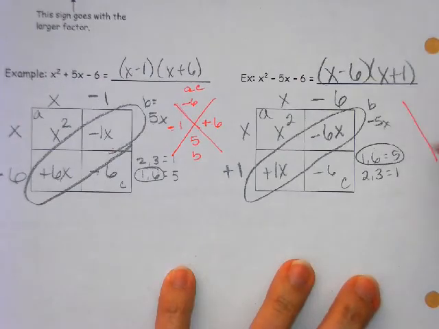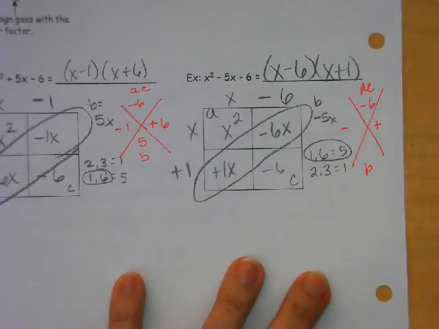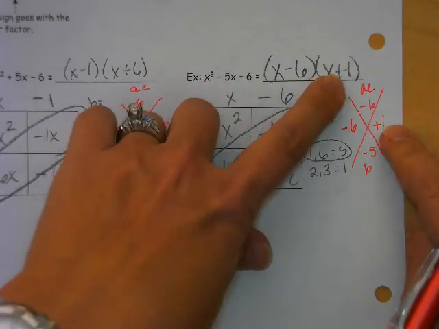Same thing here on the cross puzzle, A and C and B. 1 times a negative 6 is a negative 6. So again, you know they're different. B is a negative 5 this time, so I need to have more negatives. So negative 6, positive 1.